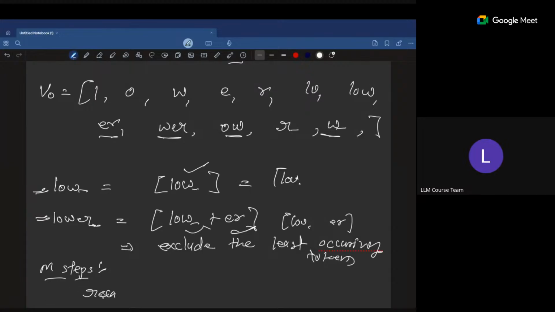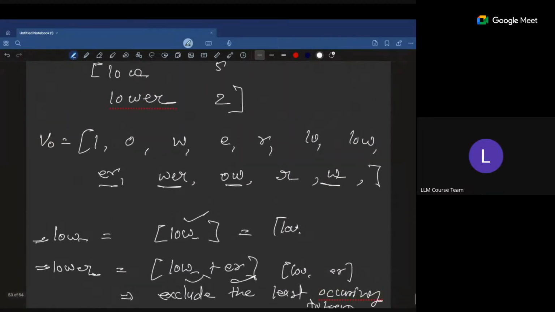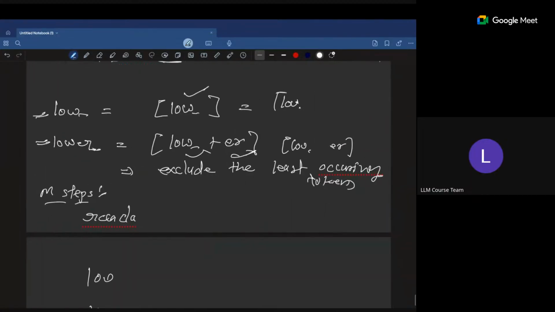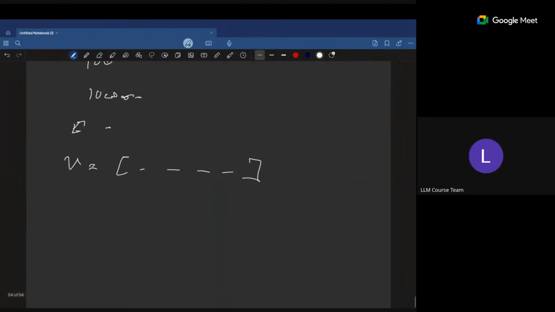Okay, and then in the M step, I again recalculate the probabilities for each word. Again, I will look at low and lower. And at one stage, there will be a point where this probability will not change. So let's say the probability for low is coming out to be this, the count of low over the total counts. But at one stage, there will be a time where the probabilities at each step are not changing. In this case, you will have a final vocabulary. Okay, so this is how you find the vocabulary for the SentencePiece algorithm.